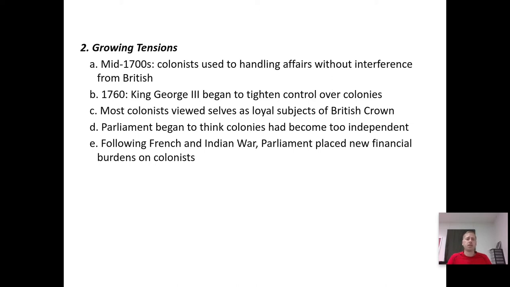And we didn't like that. We were free, independent, could do what we want. And then King George started tightening his grip. And we did not enjoy that at all.